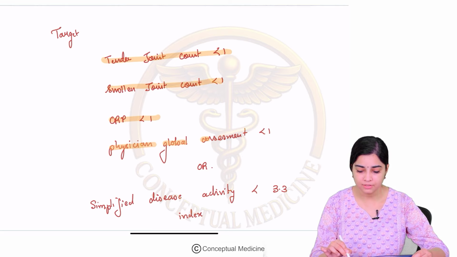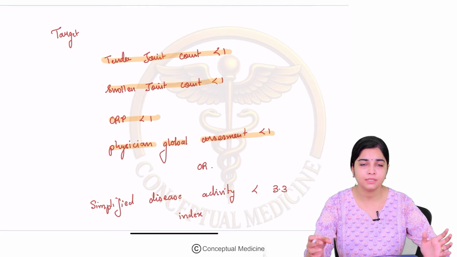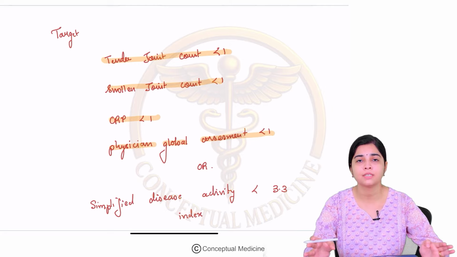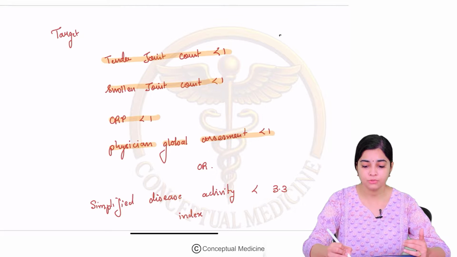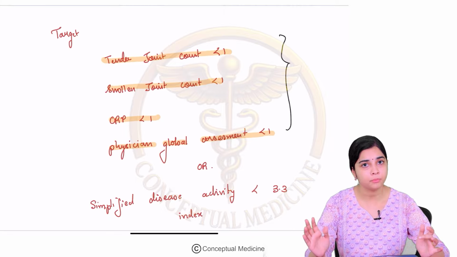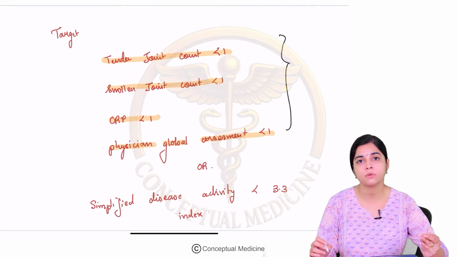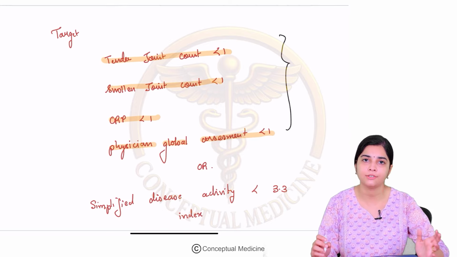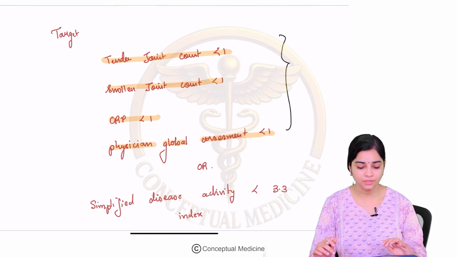Then we have something called a physician global assessment scale, which is already available in the apps or on mobile phones, where you do a global assessment. You put down certain parameters and you see the total score. That also should be less than 1. So this is how you treat to target a patient for rheumatoid arthritis, the 2B. Or you do a simplified disease activity index, and this score has to be less than 3.3 at the end of your treatment to keep the patient comfortable, right? So this is about your targets.